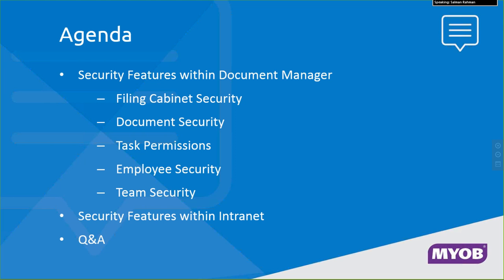So in this tutorial, we'll be looking at the various security features within Document Manager. So we'll be going through the filing cabinet security. We're looking at the document security. We're going through the task permissions, the employee security, team security, which is a functionality available for accountants office users, and security features that are available within Internet. And then we'll spend a bit of time going through our question and answers that have come through the chat panel.